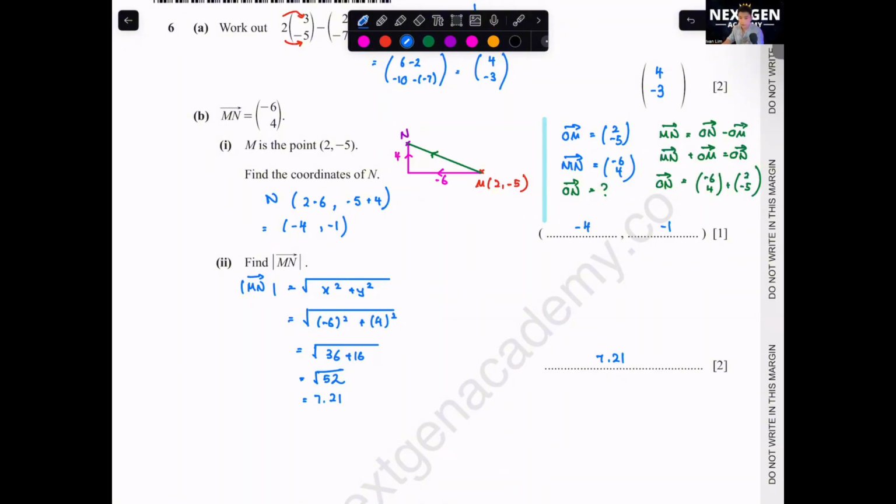And 3 significant figures. Again, don't write so many significant figures. Okay, next one.